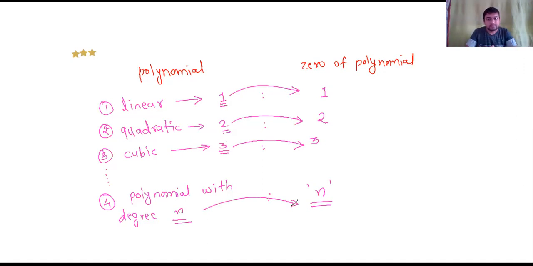Okay, is it right? So you have to remember, zero of polynomial means a value of the variable which makes the value of polynomial equal to 0. First thing, if you want to find the zero of polynomial, you have to equate the given polynomial with 0 and find the value of the variable. Okay, so these are the 2 learnings from today's lecture.